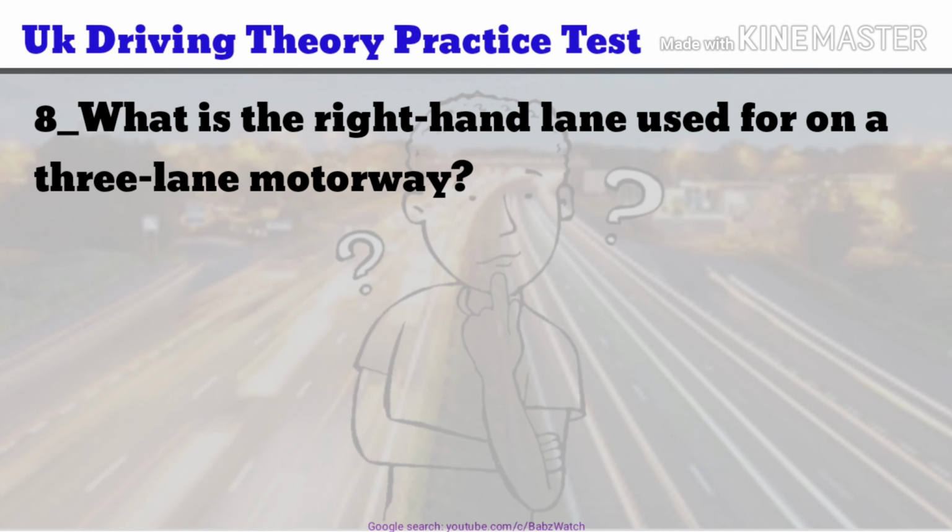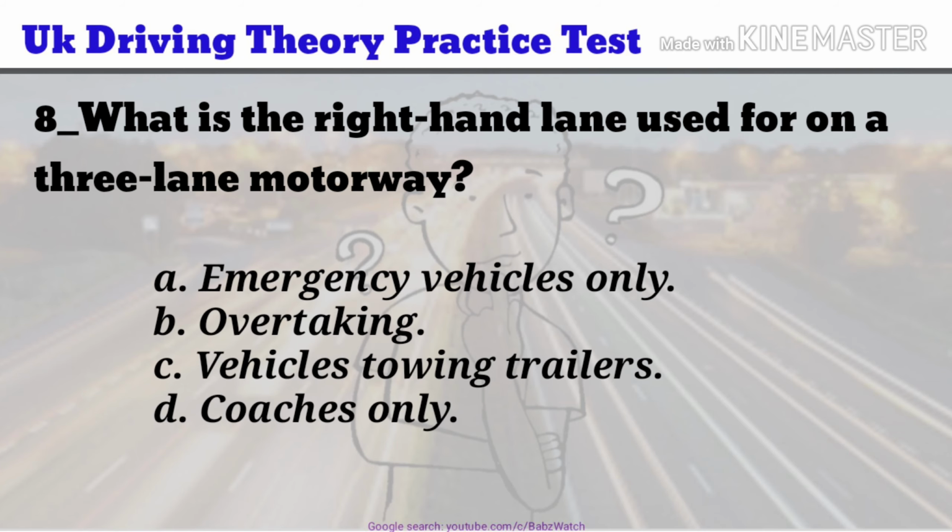UK driving theory practice test question 8 of 50. What is the right-hand lane used for on a 3-lane motorway? A. Emergency vehicles only. B. Overtaking. C. Vehicles towing trailers. D. Coaches only. The correct answer is B.